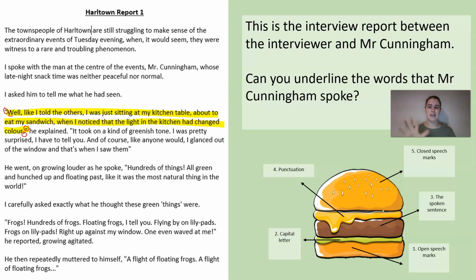So if I can find a sentence that includes those 5 skills, then that tells me that this must be direct speech because it then follows with he explained. So that's the tiny bit on the end that explains who has spoken the speech. Now you might have found some of these examples as well. So there's a couple more quotes here that you might have found which are also all correct because they all include the 5 different skills needed for direct speech.